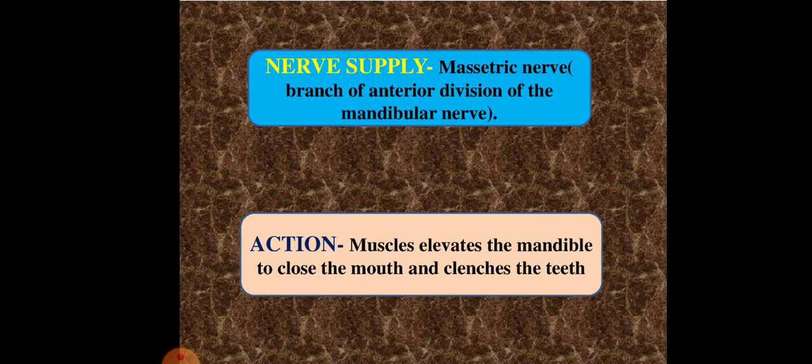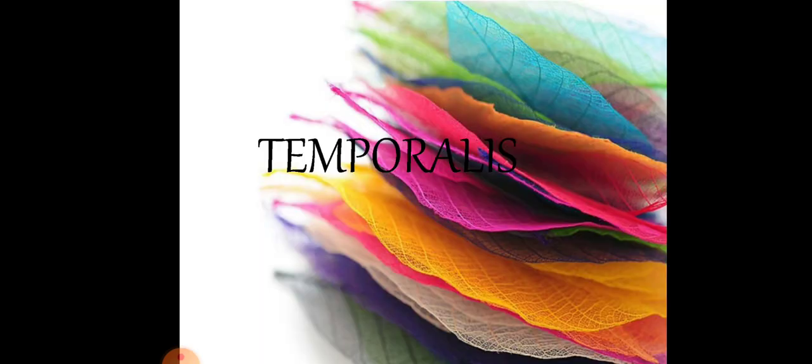Then the nerve supply. The nerve supply for this muscle is by the masseteric nerve, which is a branch of the anterior division of the mandibular nerve. The mandibular nerve is a branch of the trigeminal nerve. The action of this muscle is to elevate the mandible to close the mouth and clench the teeth.